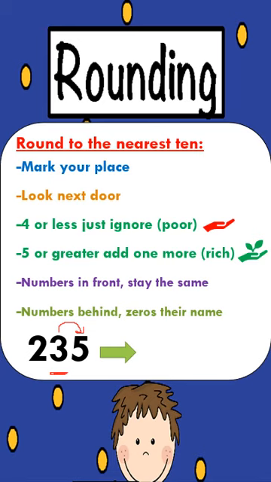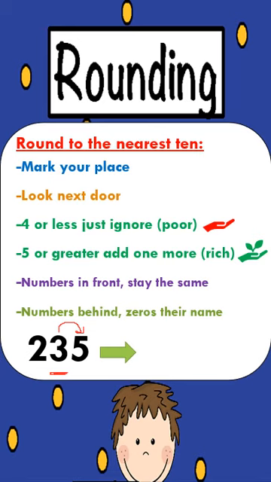So let's see the next. 5 or greater, add 1 more. If the number in the next door is 5 or greater, what's the meaning of greater? It means 5 or 6, 7, 8, 9, from 5 to 9, okay? So 5 or greater, add 1 more. Add 1 more to who? To the number we mark.